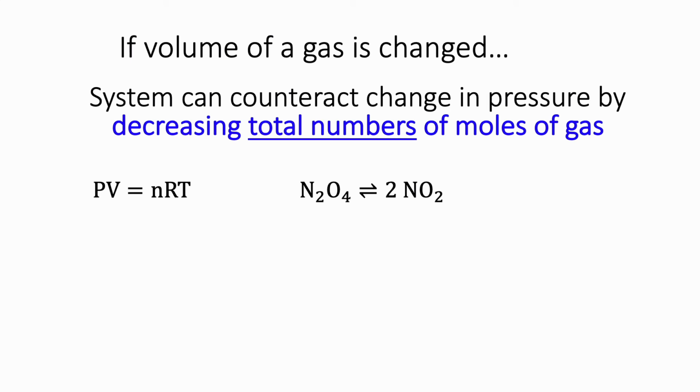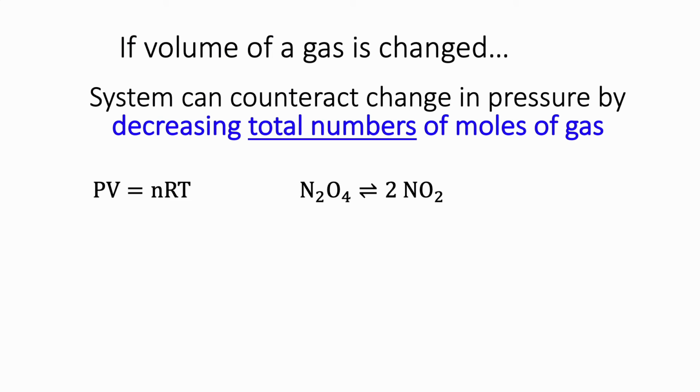So you can see that in this particular equation, we have 2 moles of products, but we only have 1 mole of reactants, and so to decrease the pressure, we're going to decrease the number of moles by shifting towards reactants. And that is what our reaction quotient told us we should do, to shift towards reactants.